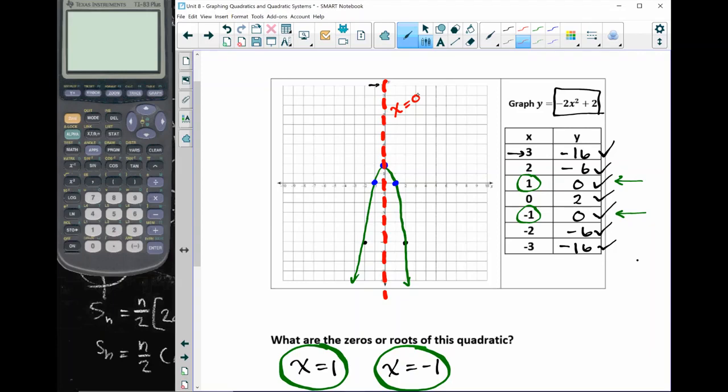Okay, guys, so that's it for today. Please try and figure out how to download a graphing calculator either to your phone or to your PC. It will make your life so much easier when filling out these tables, okay?